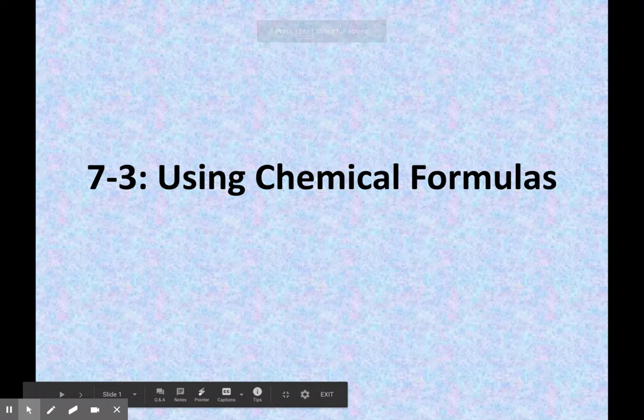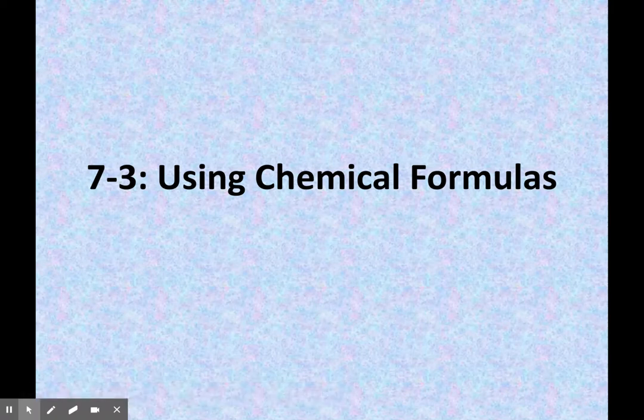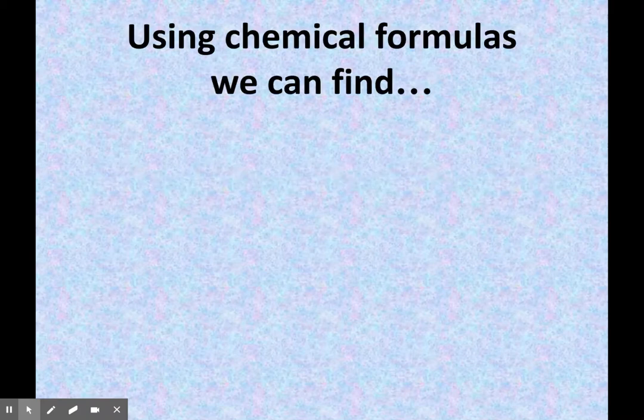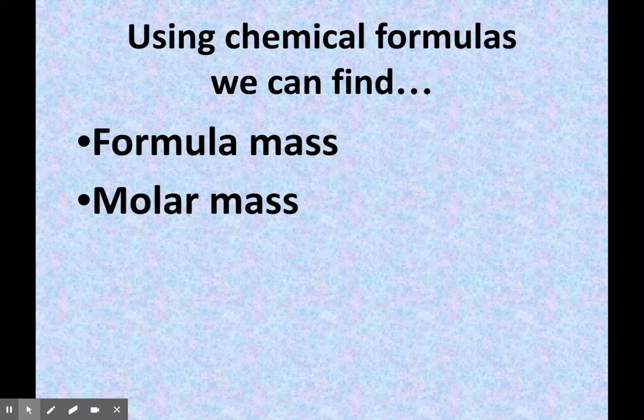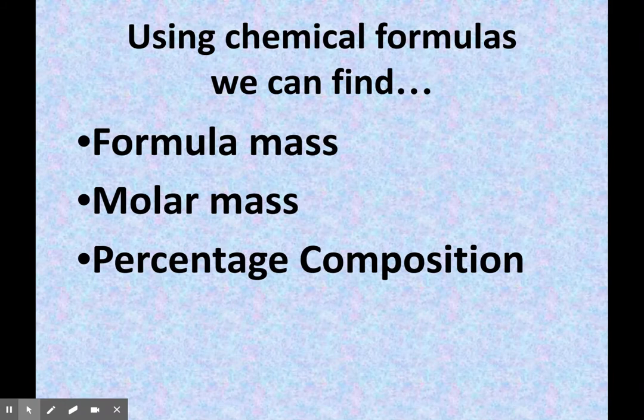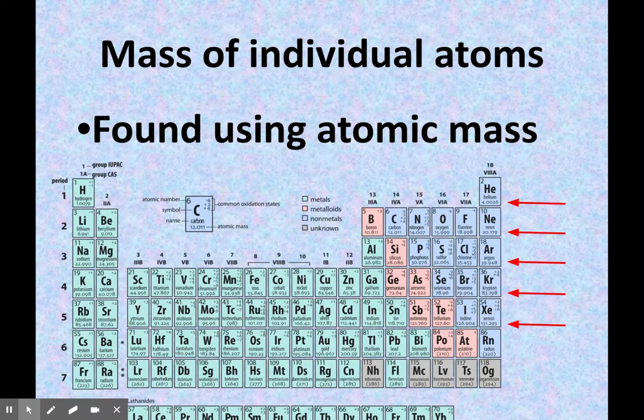In 7.3, we're going to be using the formulas that we learned to write in 7.1. And now we're going to be finding masses and formulas and all kinds of new things. So first of all, with those chemical formulas, we can find formula mass, molar mass, and percent composition. It's going to be important that we know where we're getting the mass from.